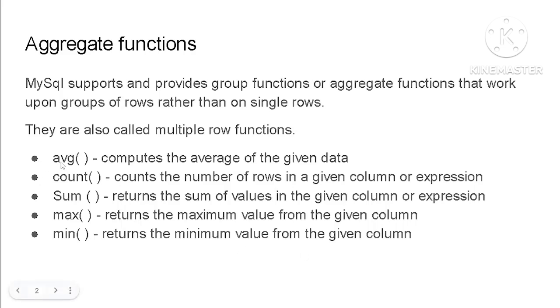You don't name it average, it's AVG. AVG, count, sum, max, min. So as the name suggests, it will find the average of a given column. Sum will give the total value of the given column. Max will return the maximum value. Min will return the minimum value. And count will give the number of rows that are retrieved.